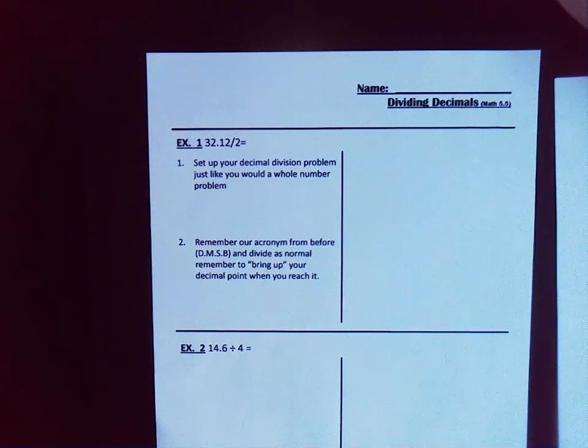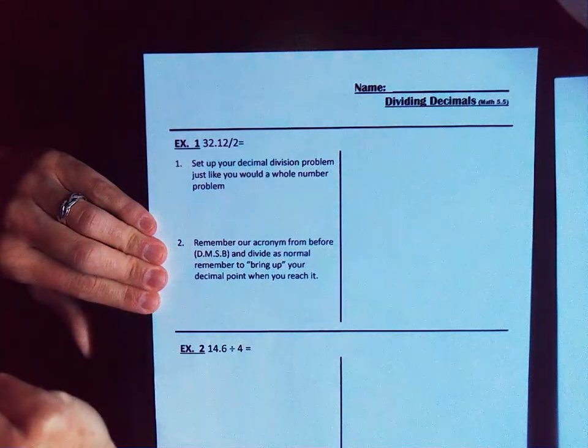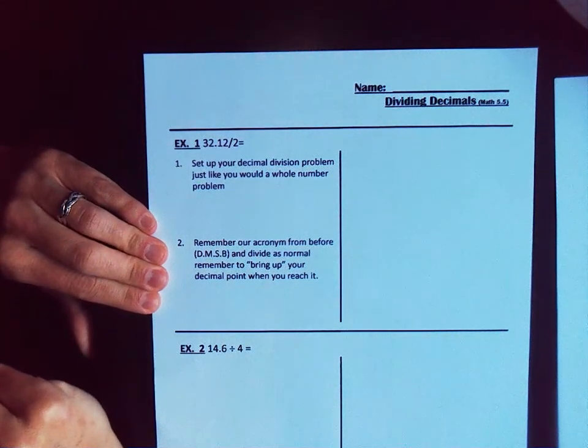Alright, boys and girls, today we are going to work on dividing decimals by whole numbers. So this is your Virginia SOL 5.5. We are going to talk about how we divide using decimals when we are dividing by a whole number. Okay, so we are going to be doing some long division.